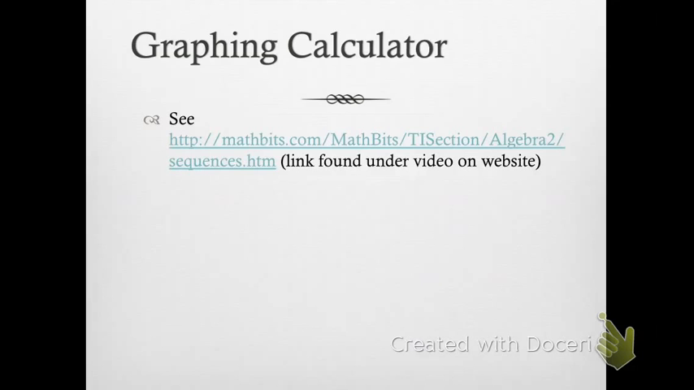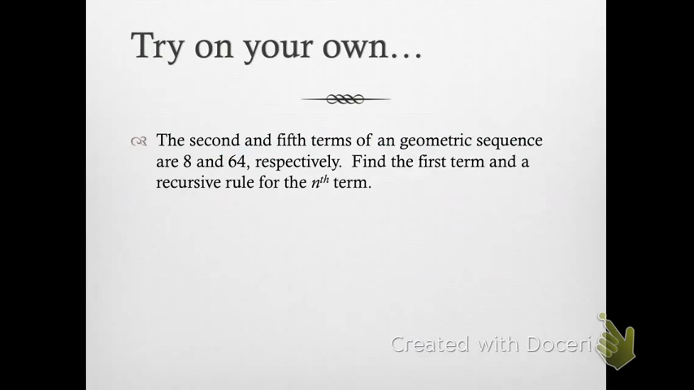I would like you to try on your own this type of problem. This is what you're going to answer on the Google form. If you're given the second and fifth terms of a geometric sequence, and they're 8 and 64 respectively, find the first term and give a recursive rule for the nth term.